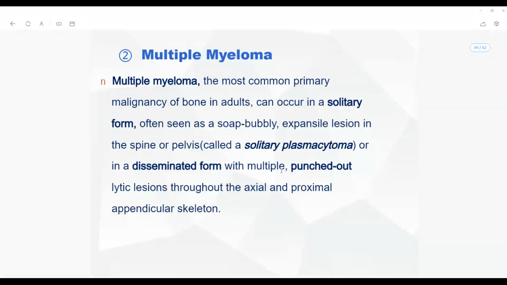Punched out lesions are a characteristic feature of multiple myeloma. Remember that you cannot miss this diagnosis. Multiple myeloma is a very classical and characteristic common disease. It is the most common primary malignancy of the bones, right? So they have punched out lesions, or skip lytic lesions are also seen. You have already seen the picture, but we will try to understand the radiographic features in detail.